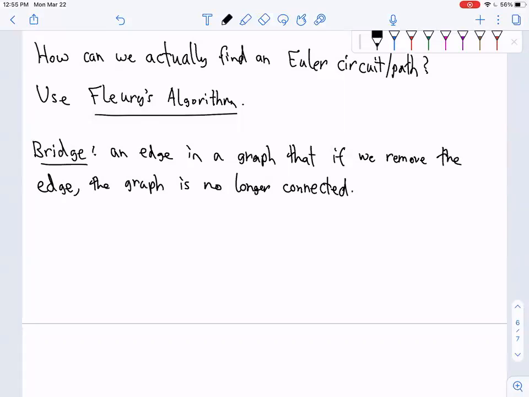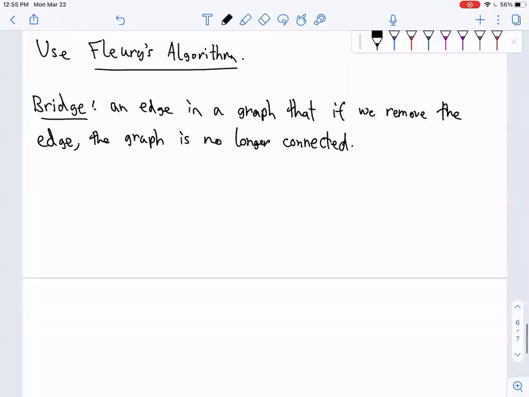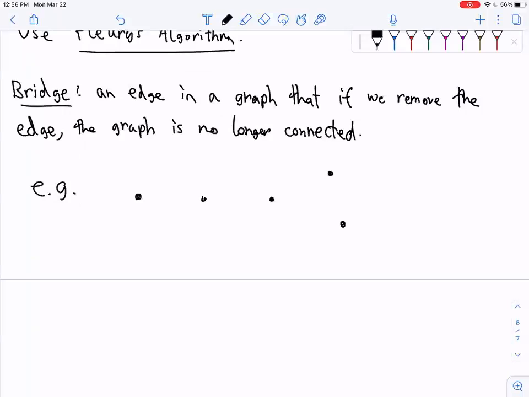Okay, so actually the Königsberg bridge graph has no bridges, because any edge we removed, it's still connected. So an example would be, say we have this, A, B, C, D, E. Okay, and these are our edges. Remember that connected means that essentially the graph is just one piece, or equivalently, you can get from every vertex to every other vertex. This graph is connected, so that's good. And the bridges are any edge that if we remove just that edge, it won't be connected anymore.